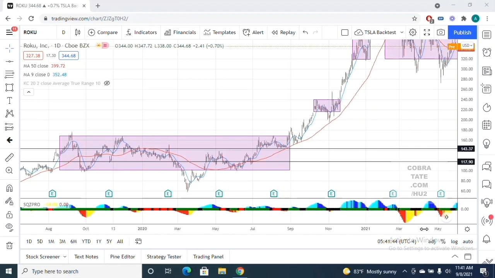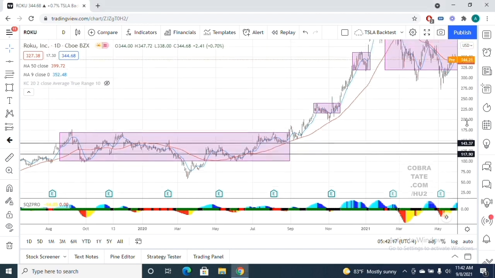All right, welcome back to the second lesson of the box system. In this lesson, we'll discuss indicators and the different types of boxes you can expect to see in the markets. Let's continue with the example we picked up in the first video of Roku. And as I mentioned, it was a beautiful trend that developed in 2020, and it had all kinds of boxes that I would like to show. So let's start with it.